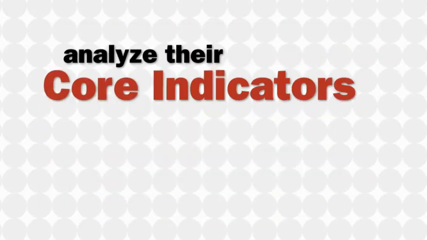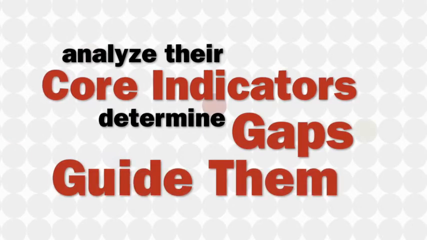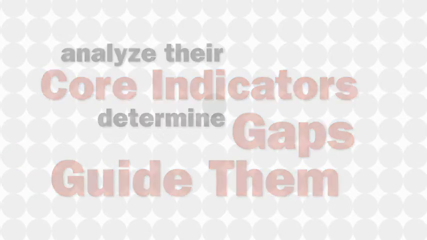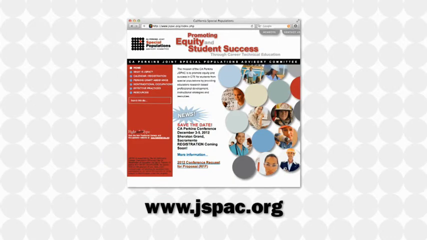Schools and colleges are to analyze their core indicators data to determine gaps in student and program success and to guide them in developing a spending plan that closes the gaps identified. Look for the e-seminar on core indicators on the JSPAC website for more information on this topic.